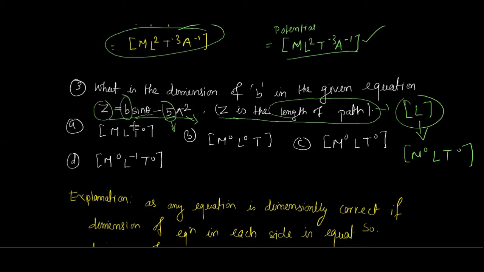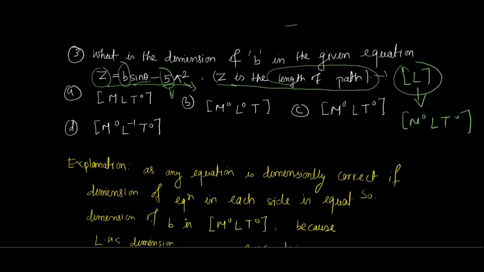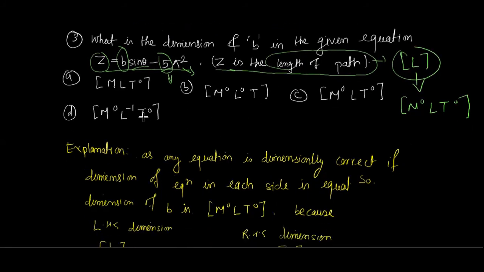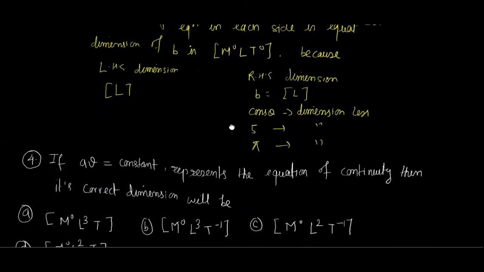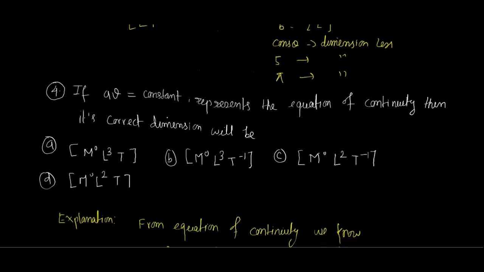From the principle of homogeneity, we know that if any equation is dimensionally correct, then the left-hand dimension and right-hand dimension must be equal. So we can easily find the correct answer, and the correct dimension of B must include the value of L only. That means the correct answer is C. Here I have mentioned the explanation. If you get any confusion, you can just read it. Now let us move to another question.